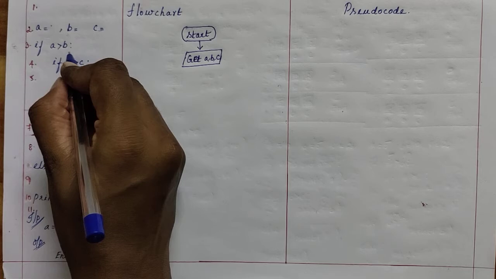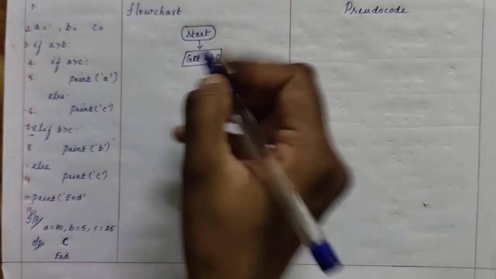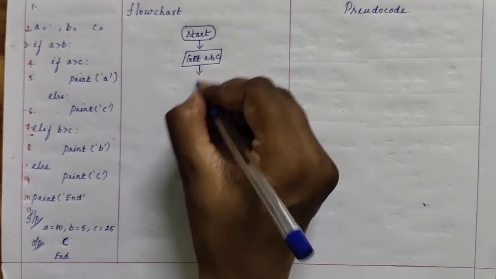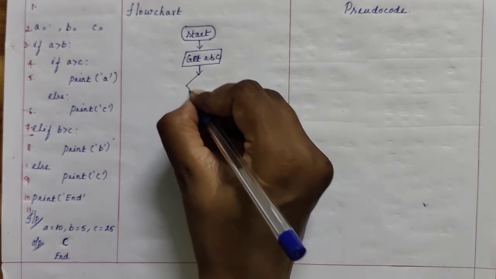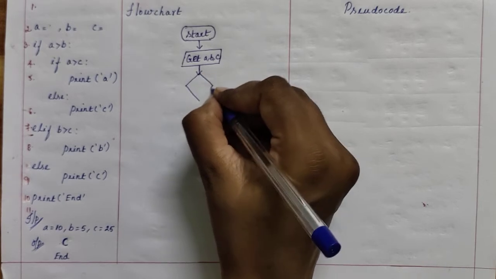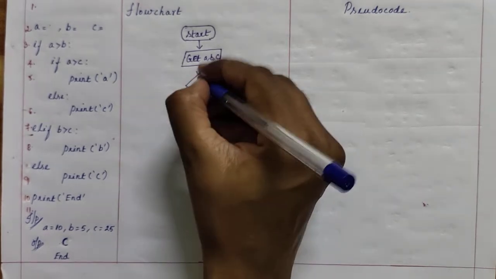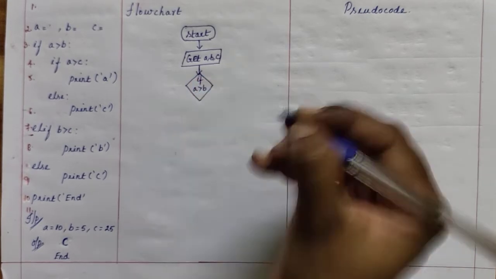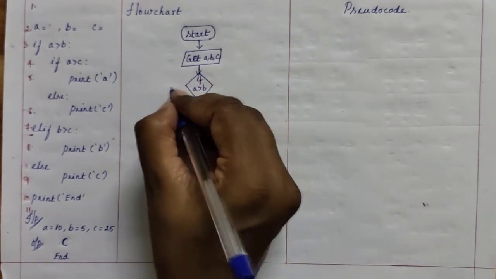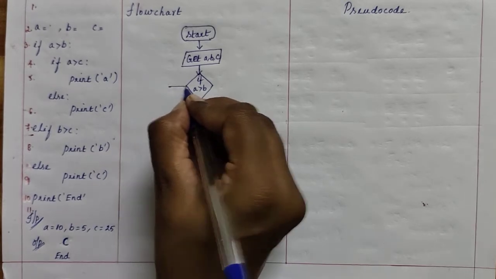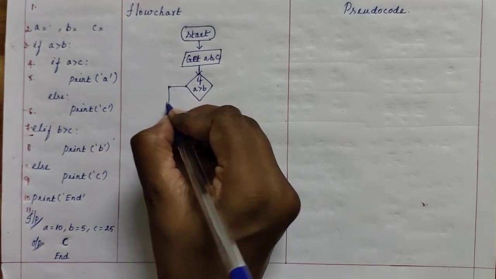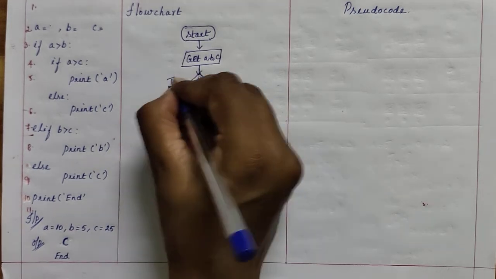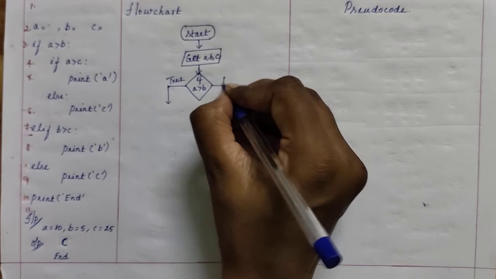Then the condition. A condition must be represented by the decision symbol, that is the rhombus. I am going to draw the rhombus, and within it we write the condition: if a is greater than b. If this condition is true, where do we have to go? If the condition is false, where do we have to go?